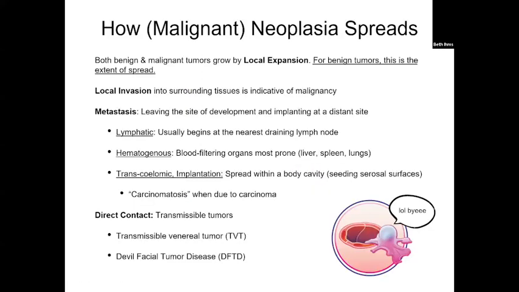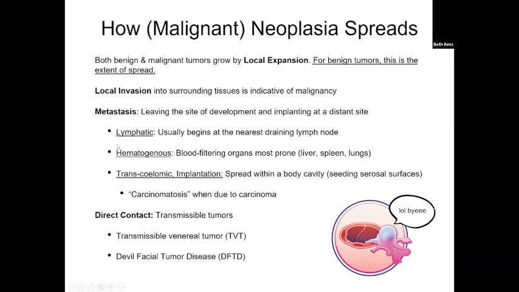Now I'm going to go on to how neoplasia spreads. So all tumors can grow by local expansion. That's that expansile progressive growth. Both benign and malignant tumors can do that. If you're benign, that's the extent of spread by definition, okay? Local invasion into surrounding tissues: if you're poorly demarcated, if you're sending little creepy crawling fingers into the tissue, you are malignant. That is an indicator of malignancy. Metastasis is an indicator of malignancy. So leaving where you developed, going through the blood or lymph or a body cavity and implanting somewhere else. These things define malignancy. Number one is metastasis. Number two is local invasion.